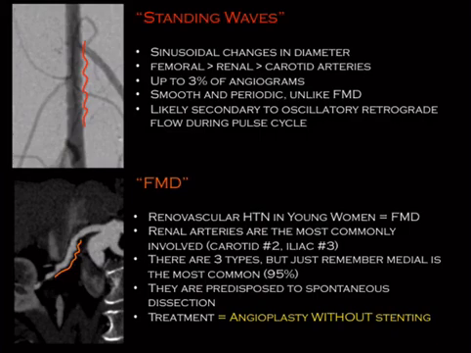There are 3 subtypes of FMD. The only one you need to remember is medial. Medial is the most common. It's like 95%. Of course, they are predisposed to spontaneous dissection, and as I mentioned before in the renal modules, these are treated with angioplasty without the stent, whereas atherosclerotic ostial narrowing is treated with a stent.